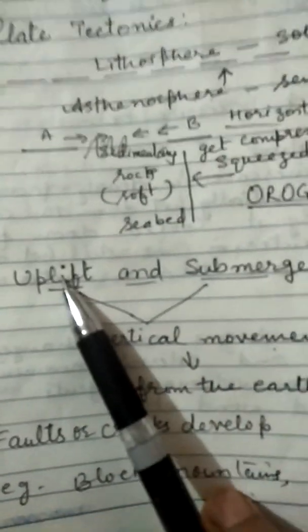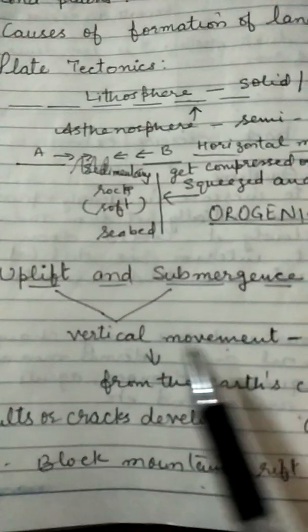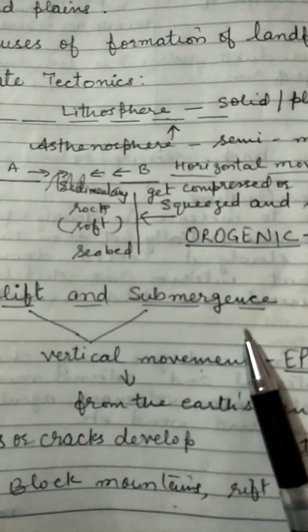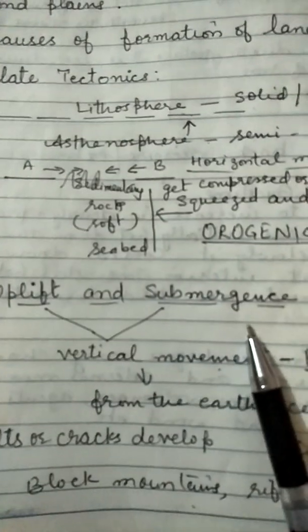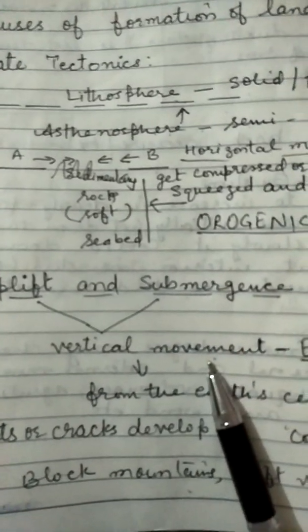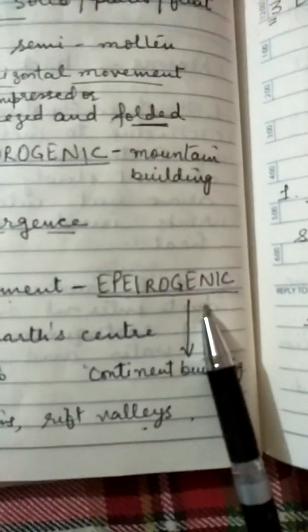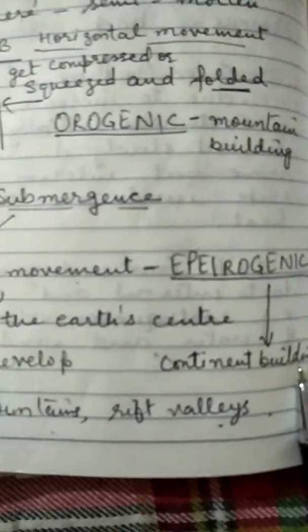Second is uplift and submergence. Due to upliftment of the land or submergence of the land, landforms are formed. This is a vertical movement. This type of movement is known as epeirogenic movement. Epeirogenic is continent building.